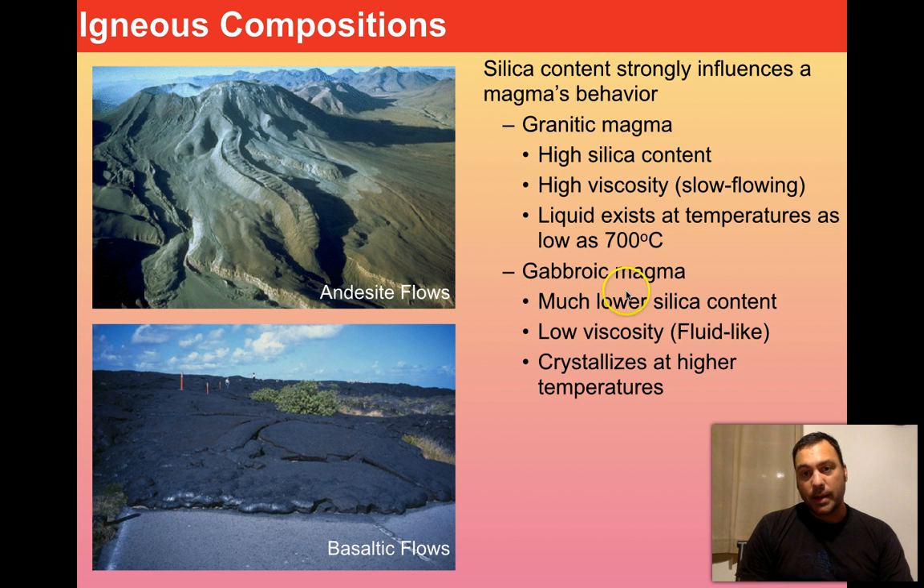The gabbroic magmas have much lower silica content. And remember, silica is really sticky, but if you don't have a whole lot of it, it's not a real sticky lava. So it has a low viscosity. Low viscosity means that it's going to be fluid-like. It's going to be really liquidy. And it crystallizes at higher temperatures.